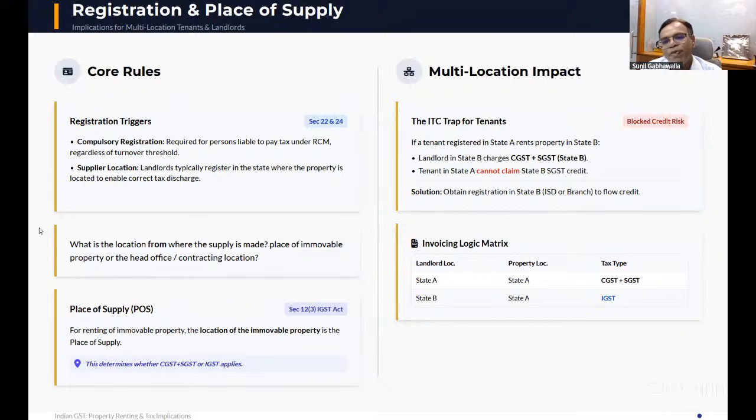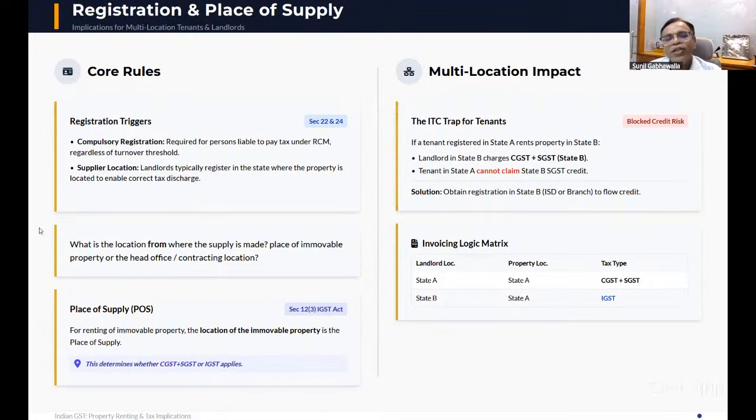Now, from the recipient's perspective, we have another challenge, and that is the challenge of the POS mismatch. In this example, we took a case where the customer was from Delhi and the POS is Delhi, therefore he will immediately claim the credit, there is no issue.